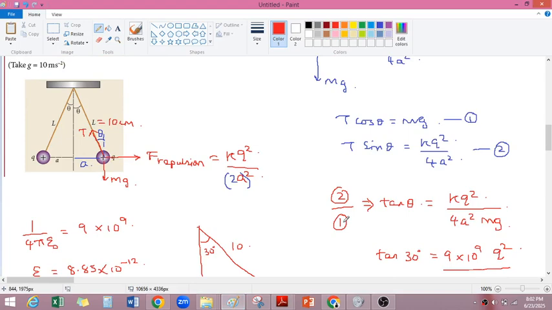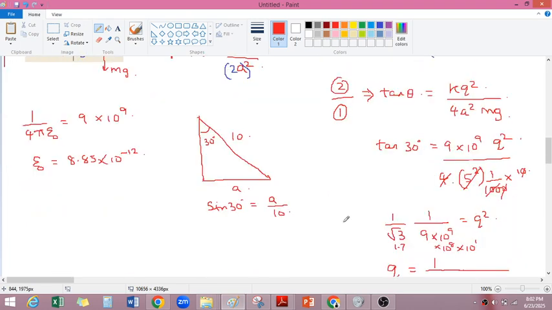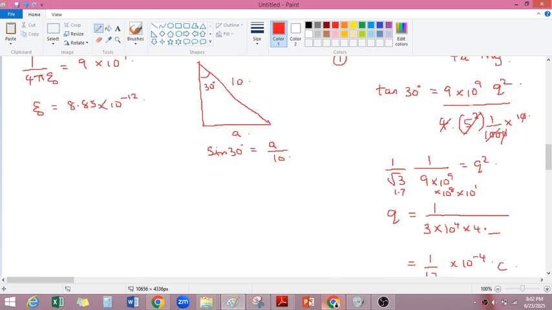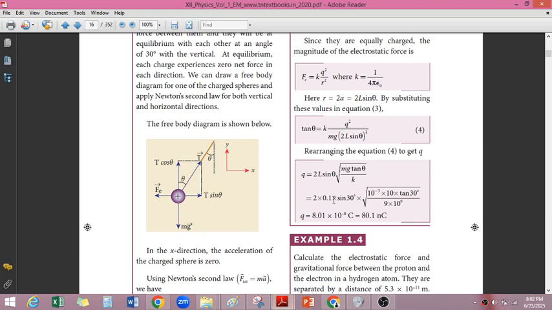T cos theta, 2a the whole square, we have done it correctly. 4a square kq square, 5 squared, so sin 30 a by 10 correct, so 10 into 0.5, so 5 square, 4 into 25, 100, so 100 and this thing is cancelling. mg. Is m 1 gram or have they given something else? I don't know whether it's 1 gram or something else. 10 power minus 3 kg. 10 power minus 3 is 1 gram. Yeah.